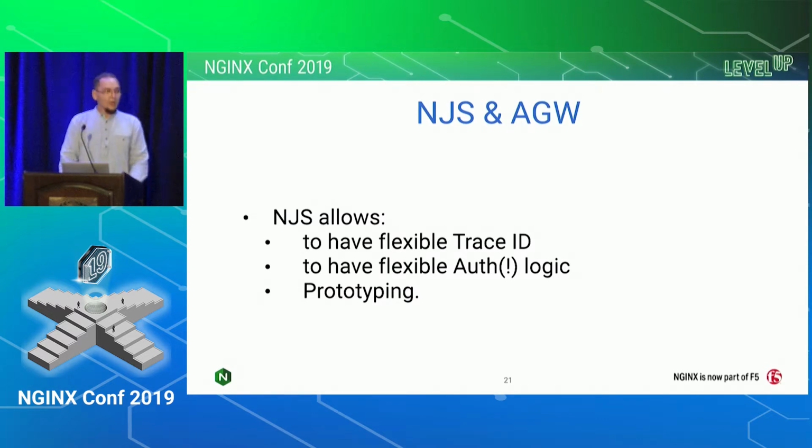And how do I use NJS with an API gateway? Well, Trace ID. It's a very nice tool to introduce a very flexible Trace ID based on everything NGINX has. Another thing, as I showed before, NJS can be used to introduce authentication logic. It's really important, at least for prototyping. You can create a prototype authentication really simply and really fast. And yeah, for general prototyping, it's okay too.